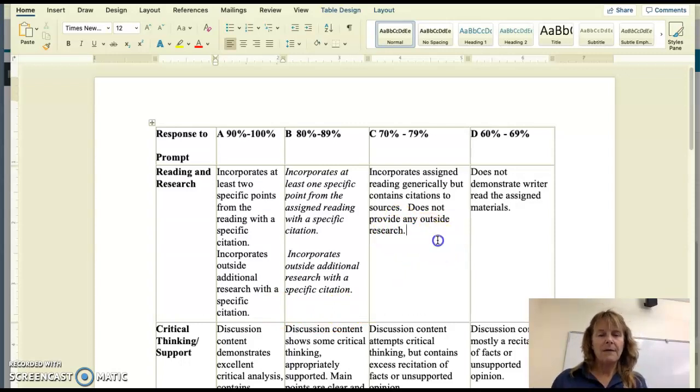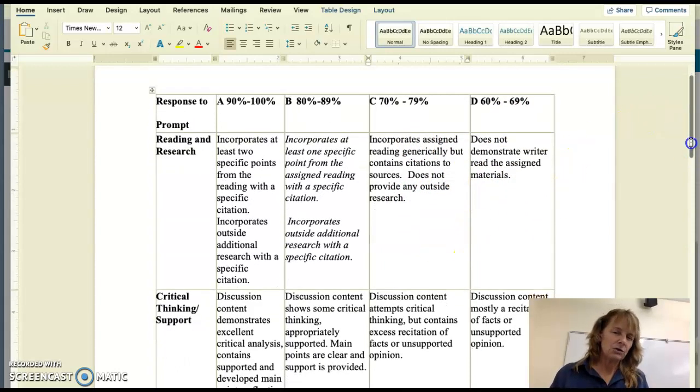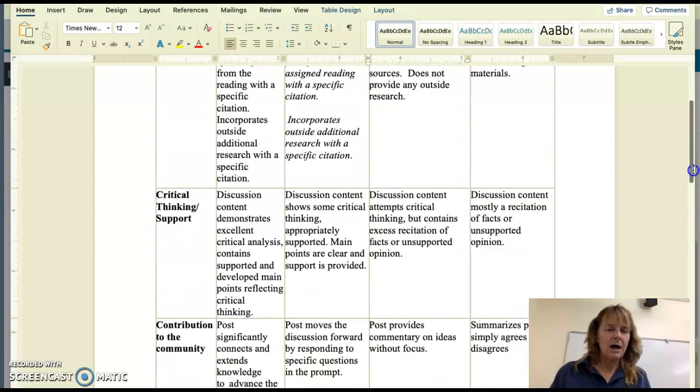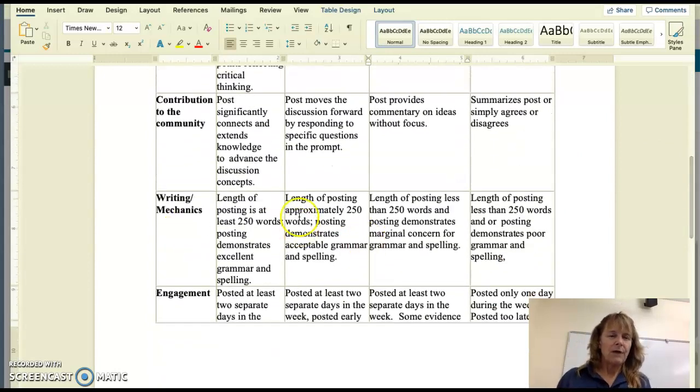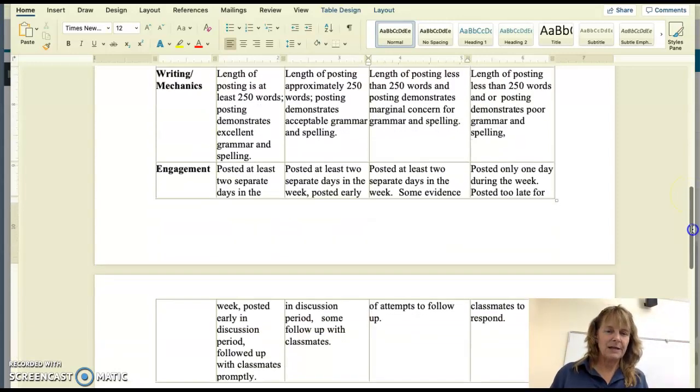On the other side of that, the C point is if you talk about the reading, but you don't have any outside research, or you don't have a particular citation to the source. Like you're talking about the topic, but I can't tell what you're trying to bring in from the reading. Again, if you look down, writing and mechanics doesn't count for a whole lot, but it does count for something. I'm looking for you to have reasonably presentable writing so that people can understand what you're saying, and engagement.